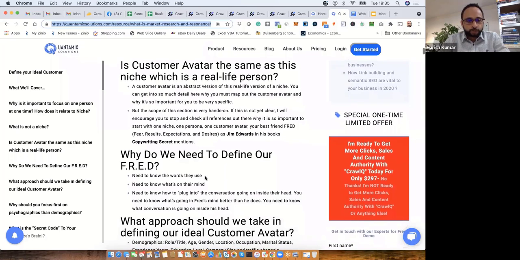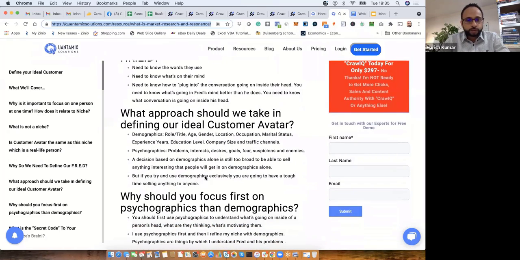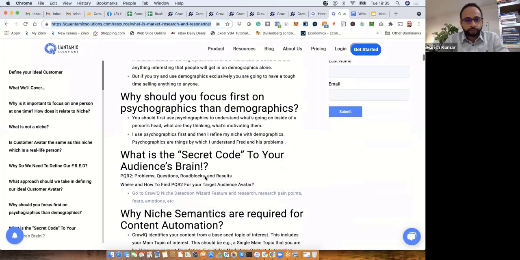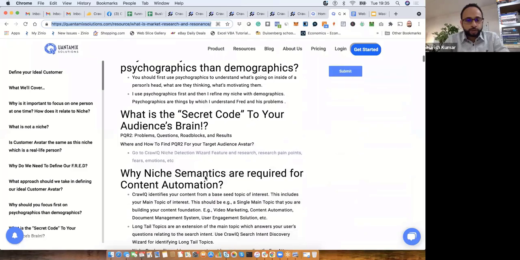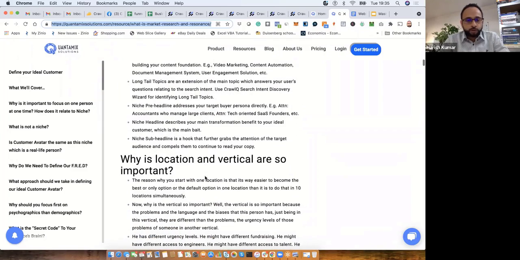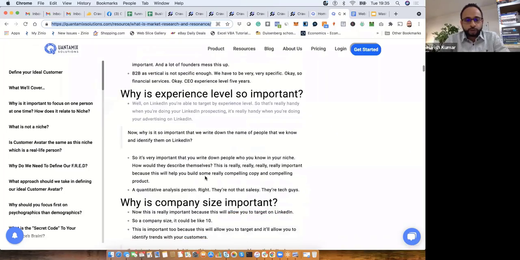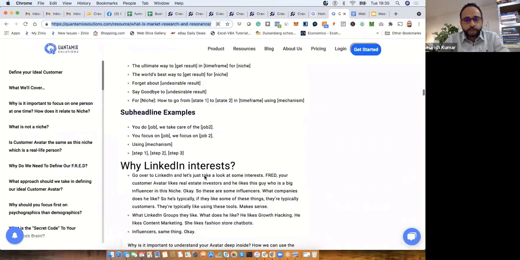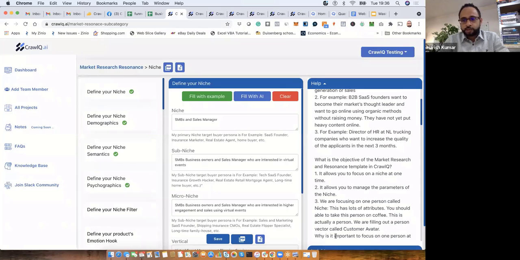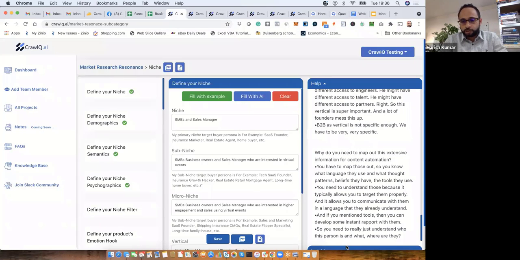Why do we need to define our Fred? It's quite important to understand what approach we should take. Why should we focus first on psychographics, then demographics? What is the secret code to your audience's brain? Why are niche semantics required for content automation? Why is location important, and vertical? There's a lot of information here which is directly connected with the information that we are seeing here. So your niche, your demographics, your semantics, there is a helper text here, and there are also AI generated insights in the lower section.